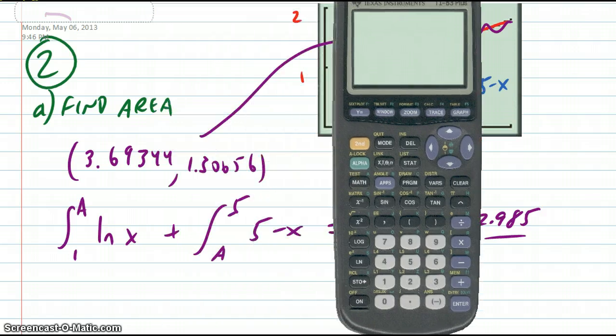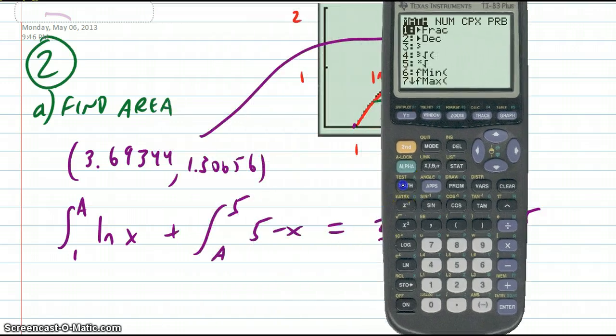So basically, we want to type this into our calculator. So you go math 9, which is your function integrate. We want the natural log, which was in y1. So you go variables, y variables, function y1, with respect to x. We want to start at 1 and end at what you stored in alpha A. And so that's the first piece.